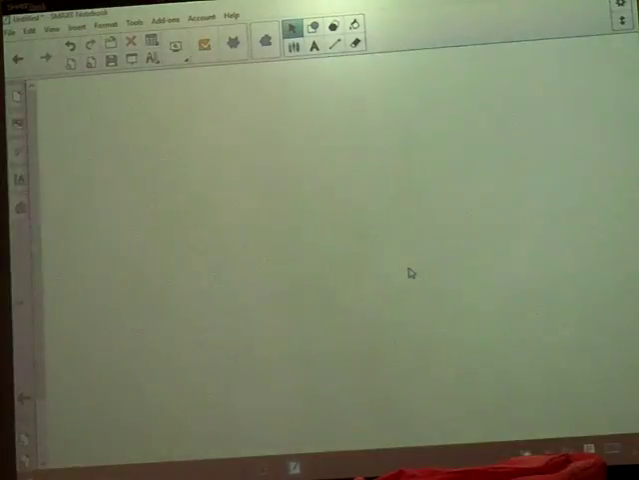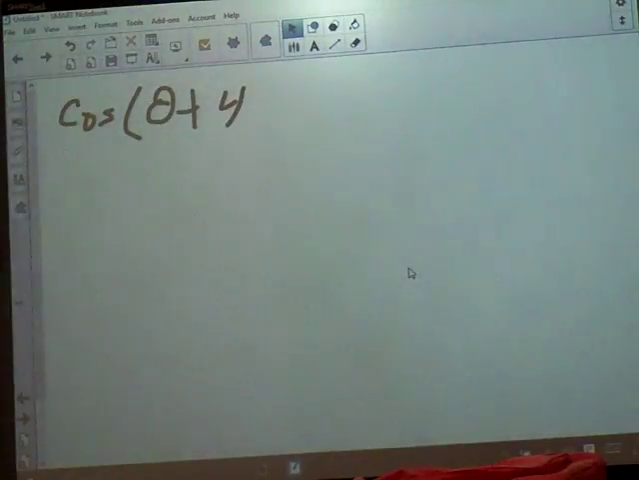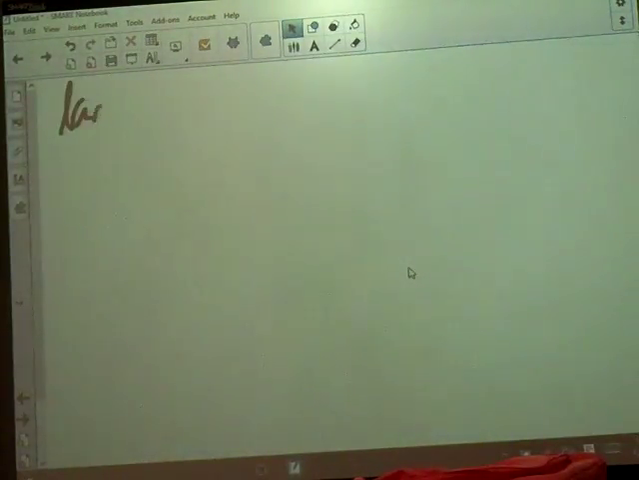Here I've got cosine of theta plus 4. I think I'm doing the same one I just did. Yeah, that's the same one you just did, stupid. Try again. Could have done the same one again, only two of y'all would have noticed.